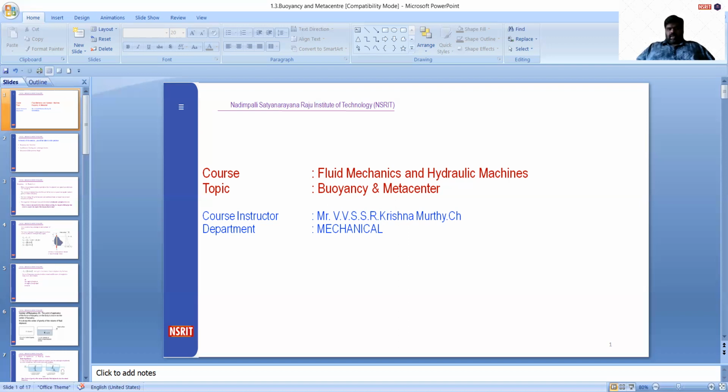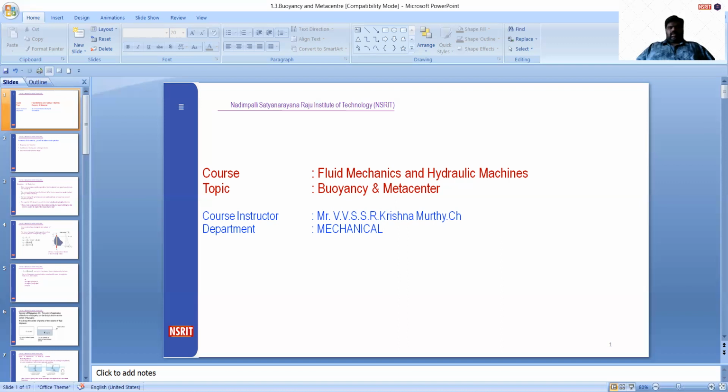Now we can see this in the diagram. Here, M, the metacenter, is above the center of gravity, so it is stable. And here it is below the center of gravity, so it is unstable. So metacentric height can be determined with two methods: one is the analytical method and the other is the experimental method.